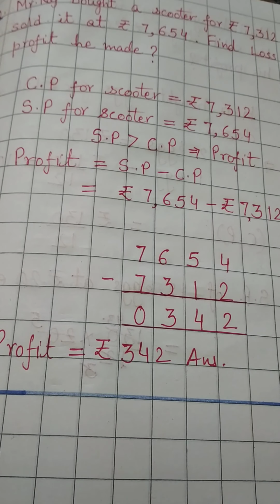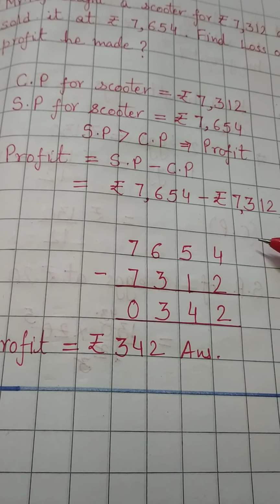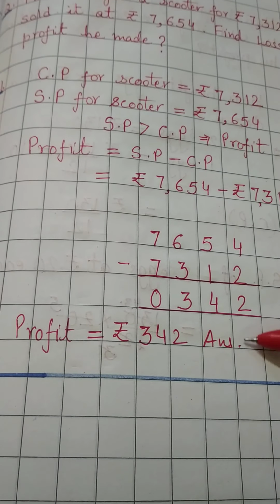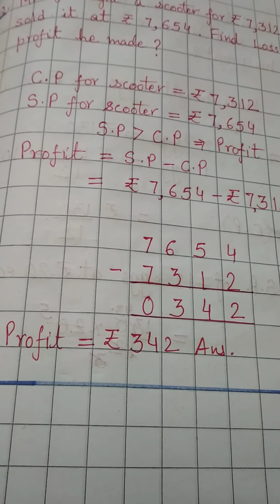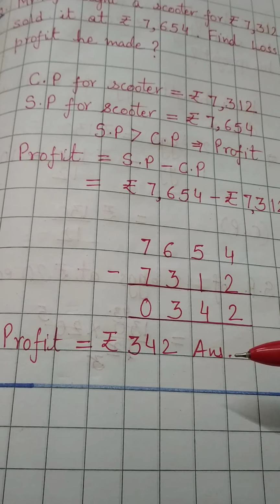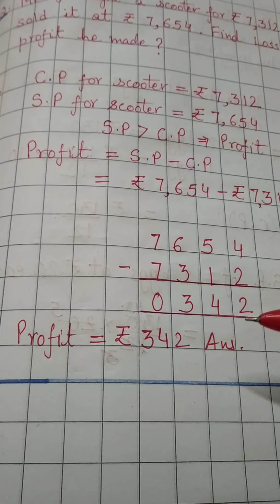In this question selling price is greater than cost price, so that means it is profit. So profit equals selling price minus cost price, that means 7,654 minus rupees 7,312. I have done the subtraction for you and the answer is rupees 342. You have to do all this working yourself, then you will be able to attempt the question in the exam. Read the question again and again, see the solution, and after this do the solution 5 times.